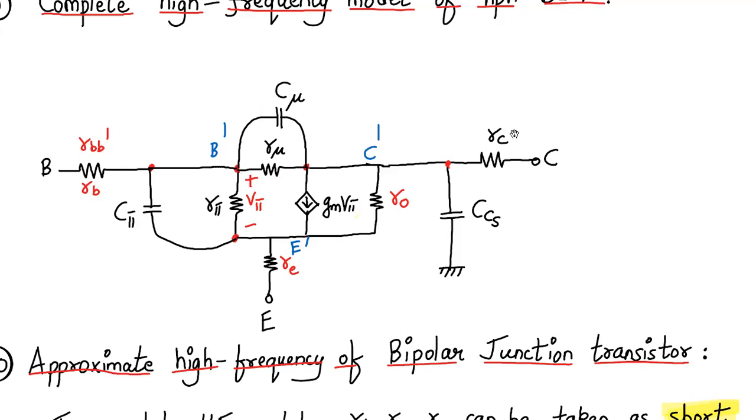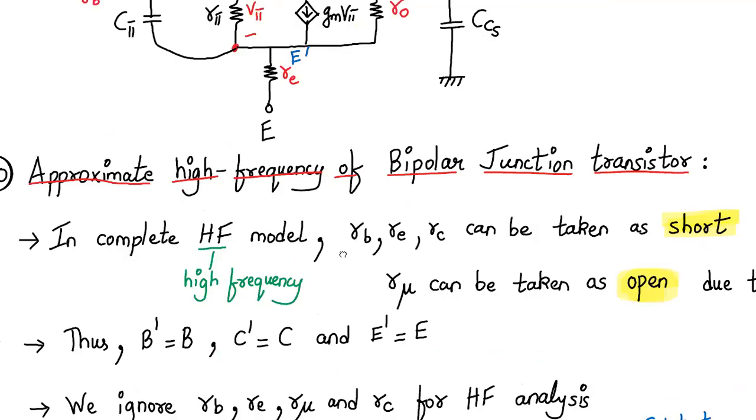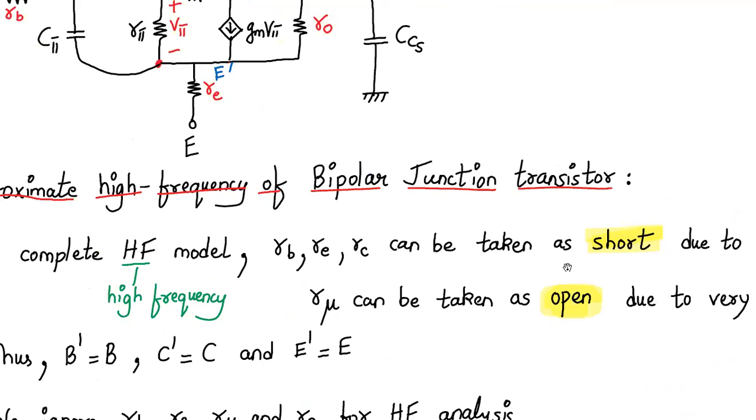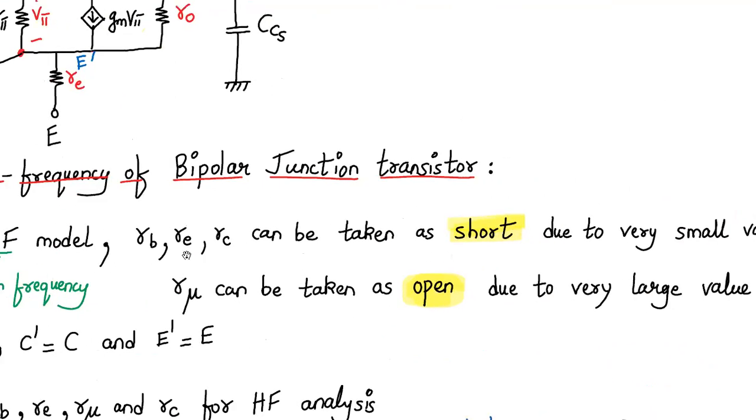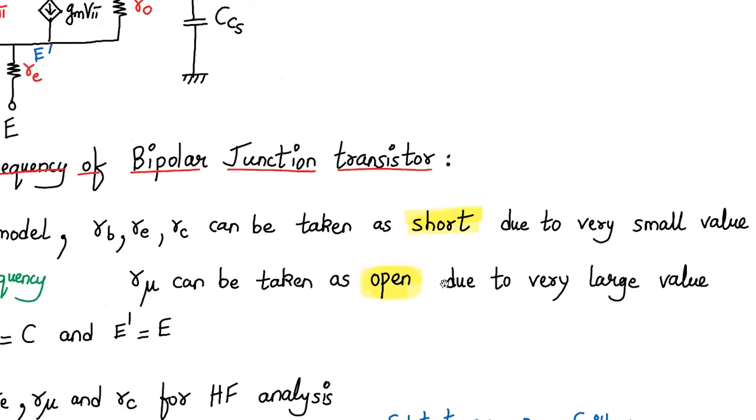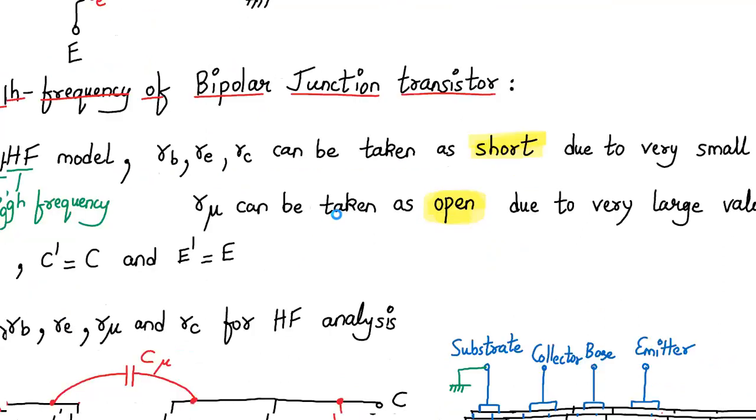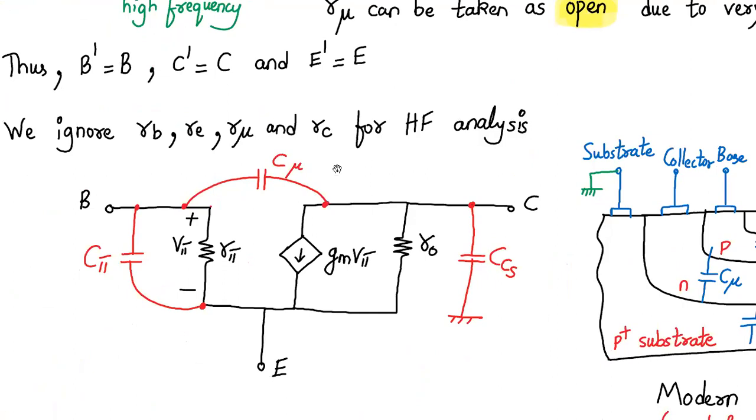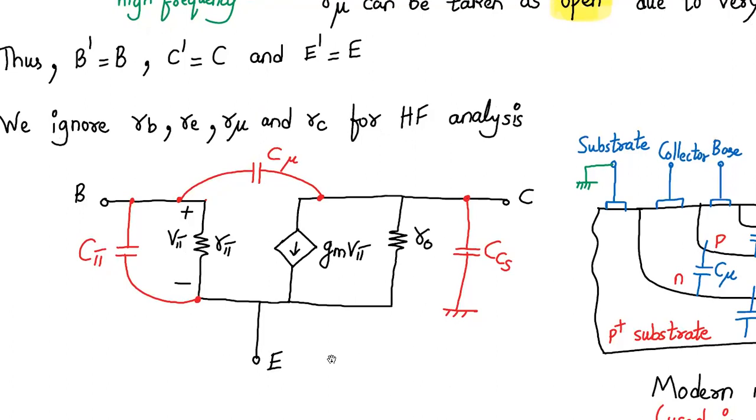That means there is no difference between the internal terminals B dash and B, so we can write B dash equal to B, C dash equal to C, and E dash equal to E. When can we write it? When we consider this approximation: small RE, small RB, and small RC can be taken as short due to their very small value, and R mu can be taken as open due to its large value. So we ignore RB, RE, R mu, and RC for the high frequency analysis. We are left with this much, and this is my high frequency model.